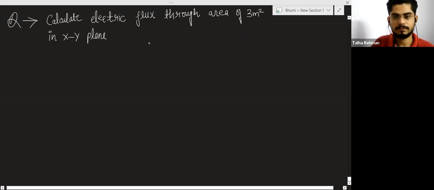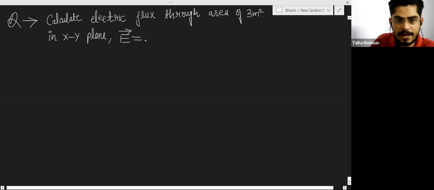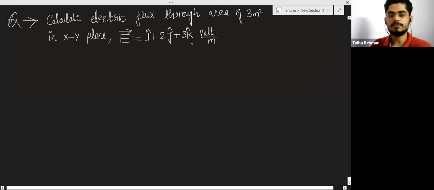In the xy plane, an electric field is given to us. The electric field vector is given as I cap plus 2j cap plus 3k cap, and the unit of electric field is volt divided by meter. This is given to us and we have to find the flux.